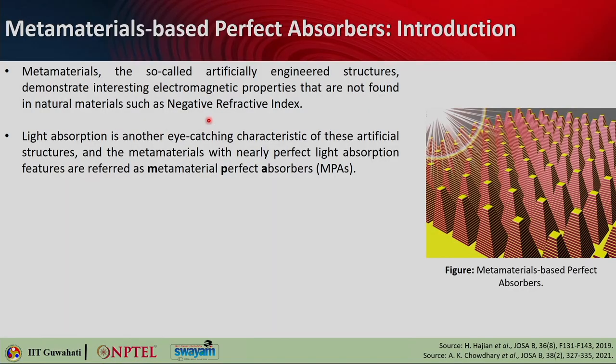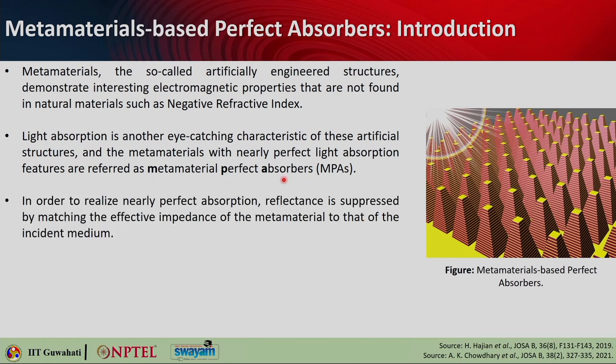Similarly, a photo detector or any other such devices which are supposed to harvest light, you want them to first act as a perfect absorber so that you can absorb that, okay, and then you can convert that absorbed energy into some other form. So light absorption is another eye-catching characteristic of these artificial structures which are metamaterials, and the metamaterials with near perfect light absorption are known as Metamaterial Perfect Absorbers, MPA, okay.